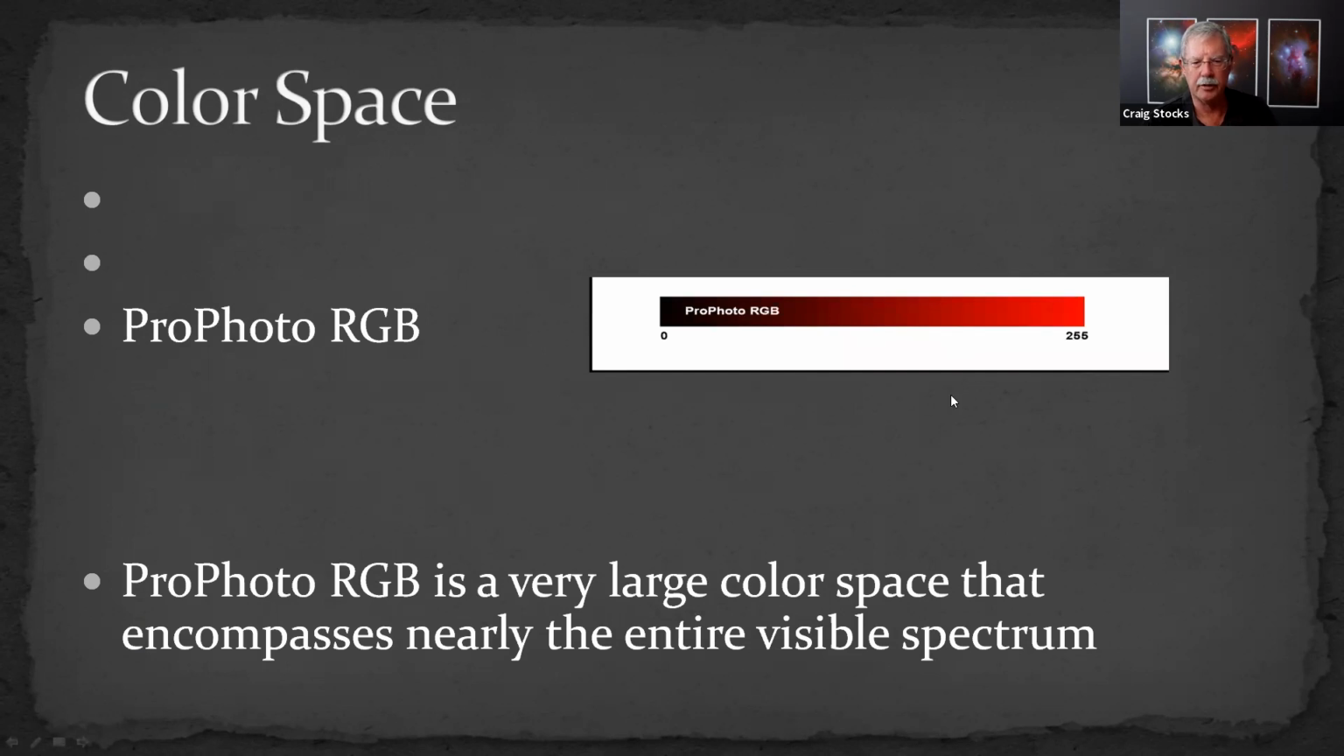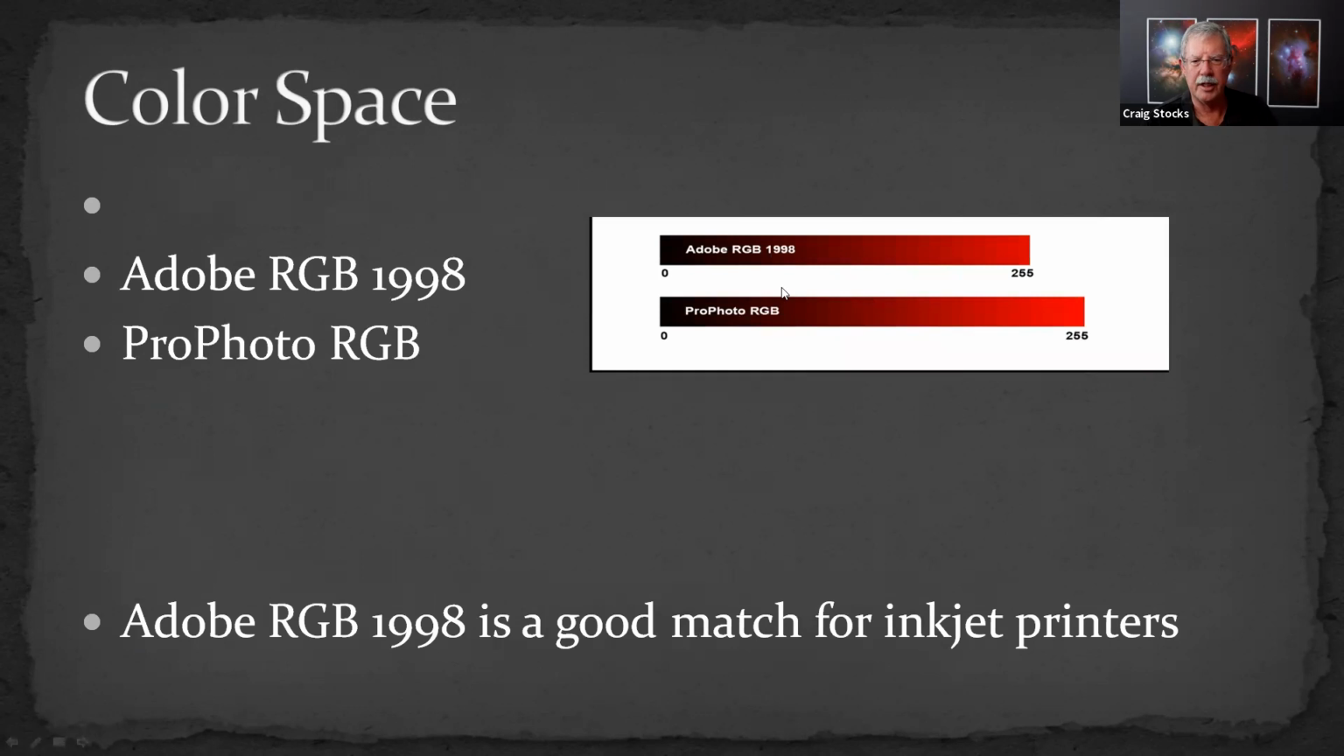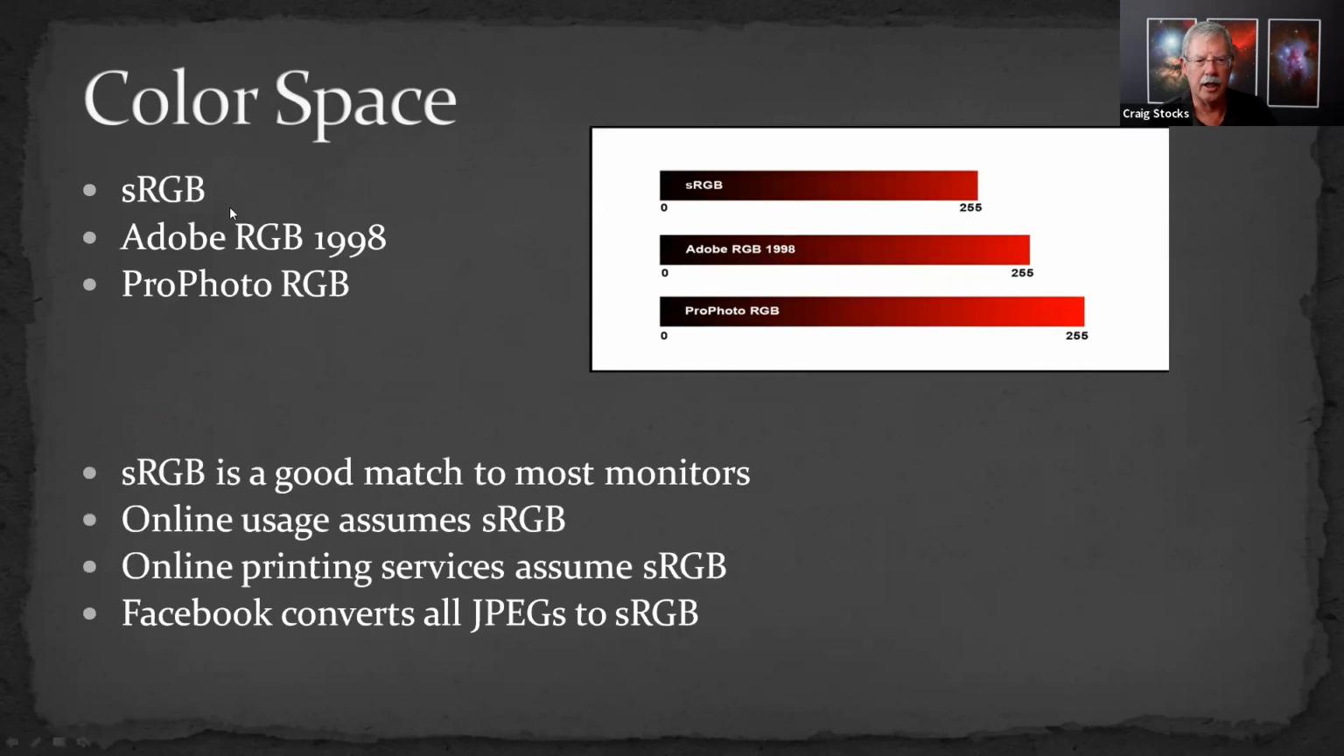ProPhoto RGB is a very large color space. Adobe RGB 1998 is a little bit smaller, and sRGB is the smallest of the three, but it's the one that will keep you out of trouble because it doesn't have any colors that you can't see, and it doesn't have colors that can't be reproduced elsewhere.